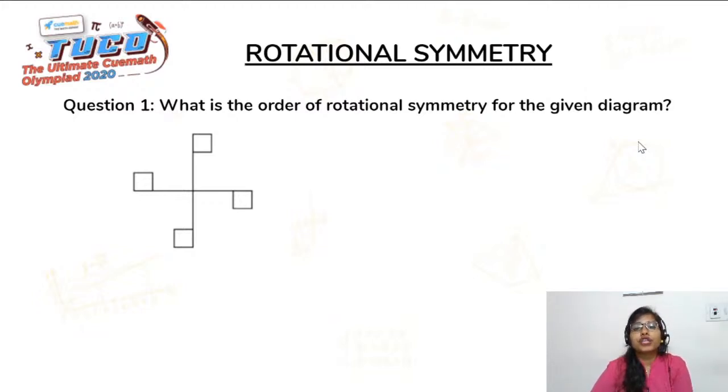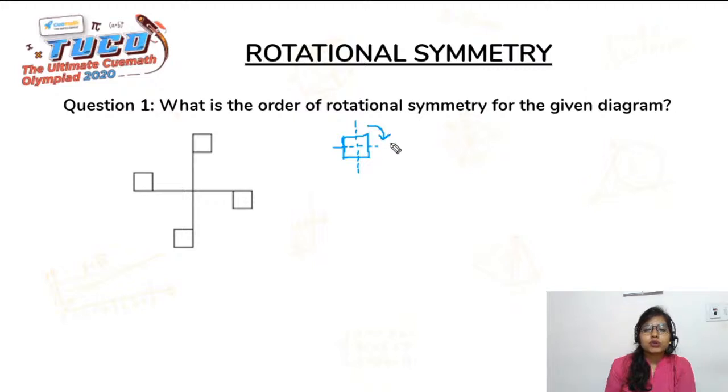What is the order of rotational symmetry for the given diagram? Now, coming to order. What do we exactly mean by order of rotational symmetry? Let me tell you, if you have a particular diagram, let's say that you have a square, and now you are rotating this square about its vertical and horizontal axis. So when you rotate the square by 90 degree, it still gives us a square.